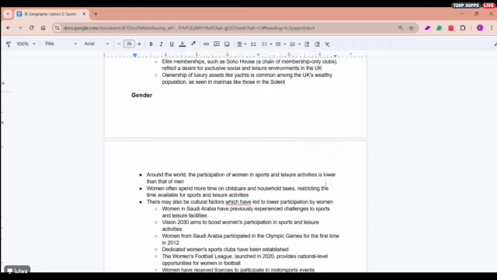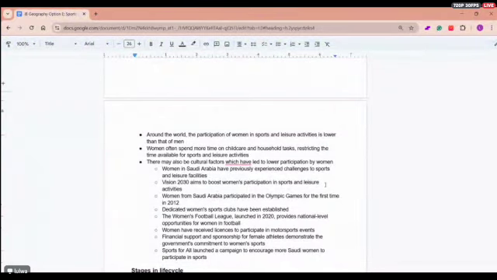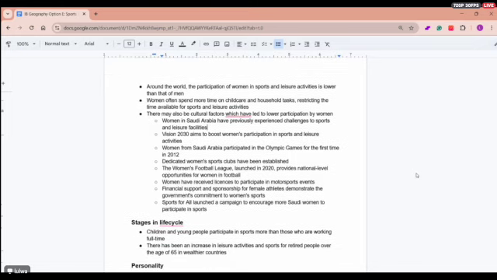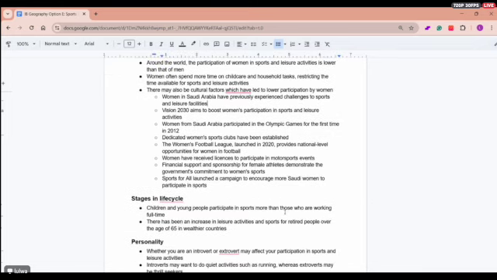And for example, you also have gender, because the participation of women in sports is much lower than that of men. Women often spend more time on childcare and household tasks, which restricts the time available for sports and leisure activities. And there may also be cultural factors. As we said earlier, women in Saudi Arabia have previously experienced challenges. However, there have been aims to boost participation, and so, hopefully, in the future, more women will participate in leisure activities.